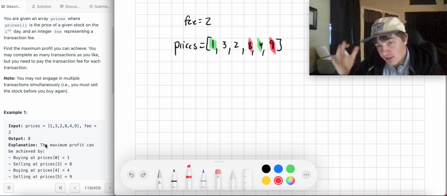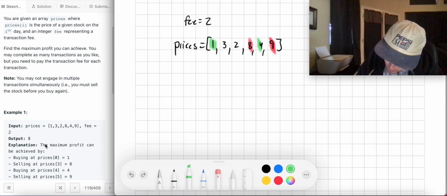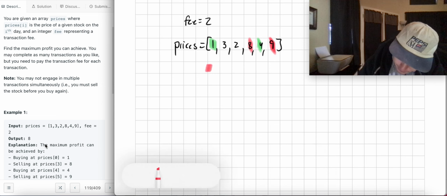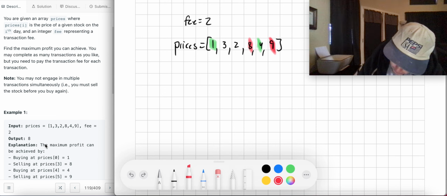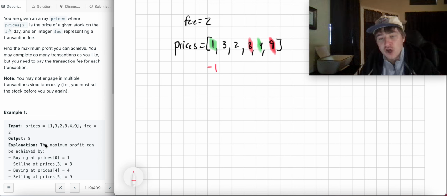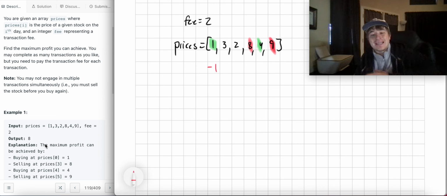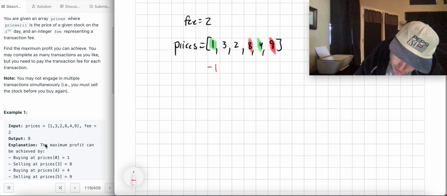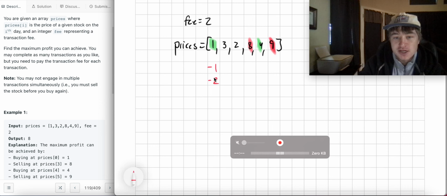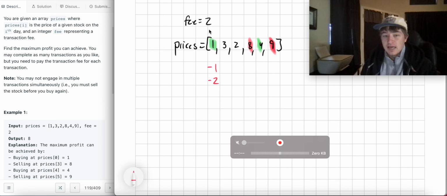If you wanted to think of it in these terms, maybe it'll help you a little bit with the problem. When I buy the stock here, I lose $1. And I know that I'm going to have to pay a transaction fee when I sell it, so I'm going to just account for that early. So I lose $1 for buying it, and then I lose another $2 because I have to pay this fee. So I had to spend $1 to buy it, and then I have to spend $2 to pay this fee.